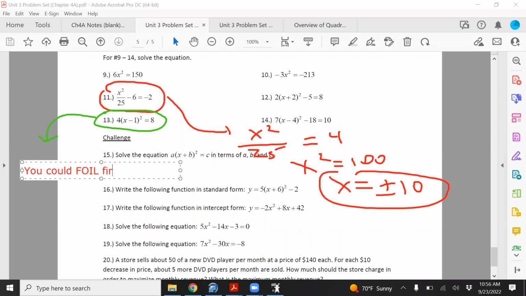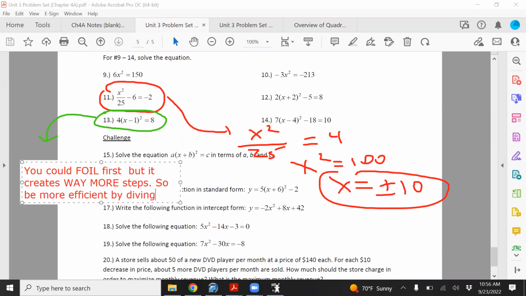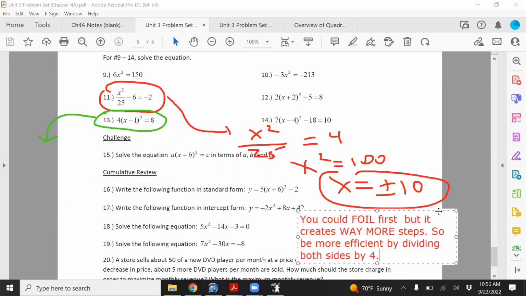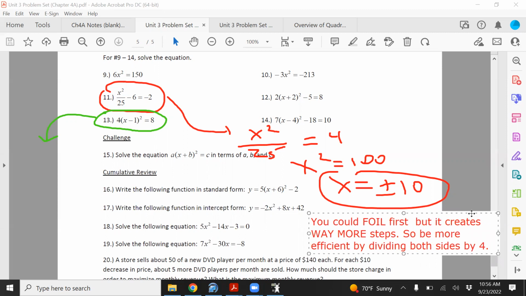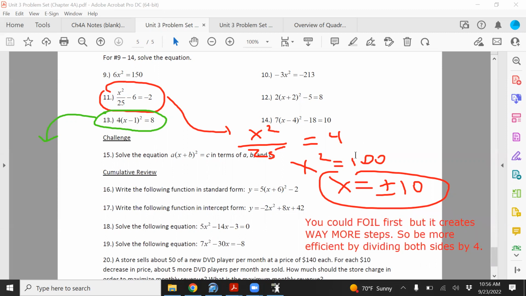You could FOIL first, but it creates way more steps. So be more efficient by dividing, not diving. Yeah, you could FOIL first, but it creates way more steps. So you'd be more efficient by dividing by 4. Do x squared over 2. What is it? So let's do it right now.